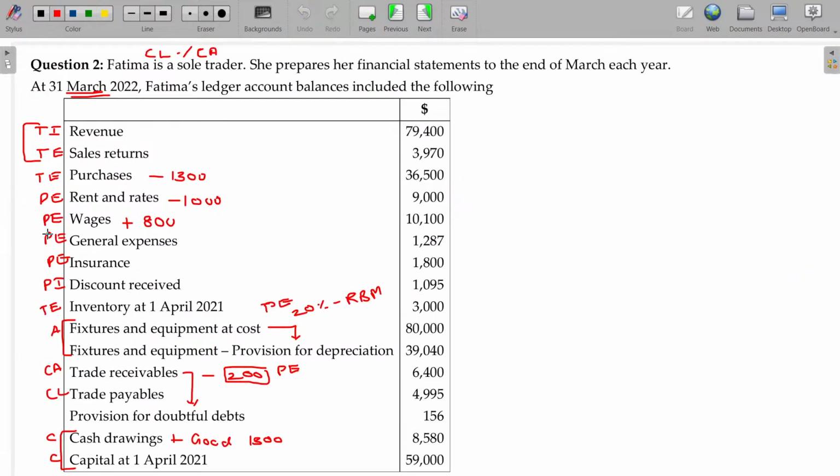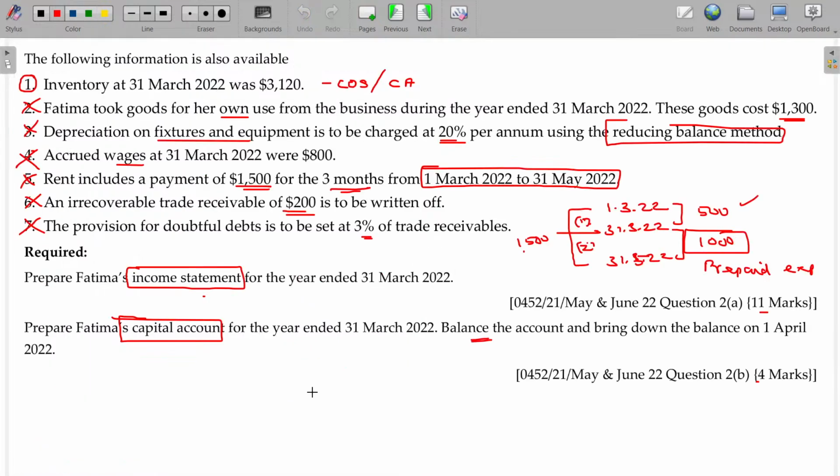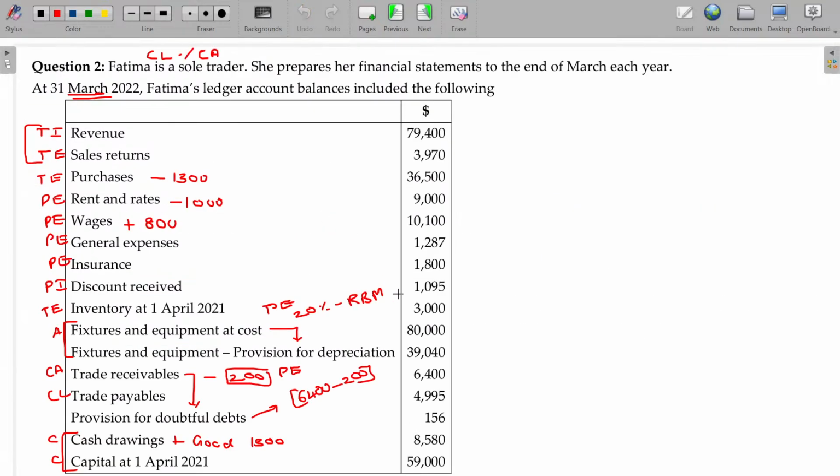So you have to create the provision for doubtful debts. While creating the provision for doubtful debts, how do you create this one? 6,400, irrecoverable debt 200 is subtracted. After subtracting, on that you have to calculate at the rate of 3%. 6,200 into 3%, 186. This is the closing value, but opening we already have how much? 156. Means there is an increase in provision for doubtful debts by 30. Any increase will be named as a profit and loss section expense. If it is decreasing, then it's income, but in this case it is increasing, so it's an expense.